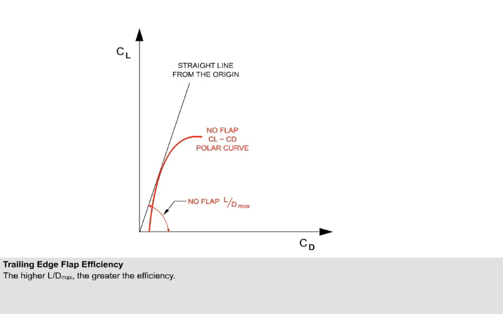The following illustrations will show the efficiency of flaps. The greater the L/D max, the greater the aerodynamic efficiency. If a tangent is drawn from the origin of the graph to the curve of the lift-drag polar plot, the angle between the straight line and the horizontal axis is a measure of L/D max. We will now compare the aerodynamic efficiency of the previously mentioned types of flap with that of no flap.